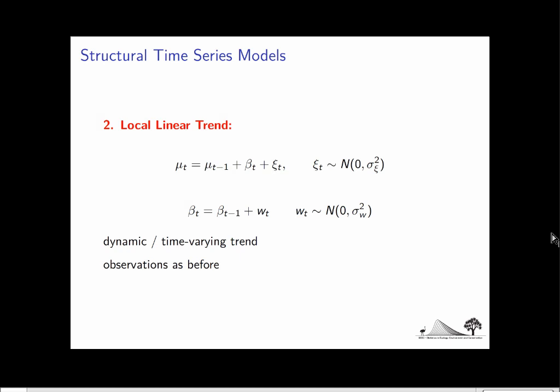Same for the mean, but you're adding a slope coefficient. So the mean changes slowly over time, and what we're doing here is that the slope also changes slowly over time. So you make it more flexible. This is just modeling how flexible the underlying trend is. And then the observations oscillate around the current mean, as before.